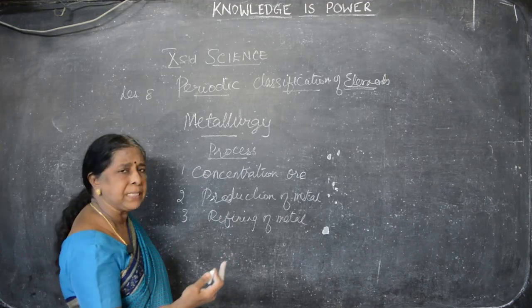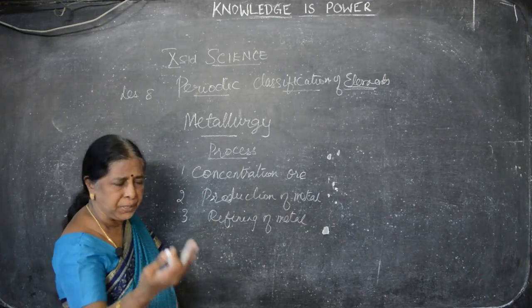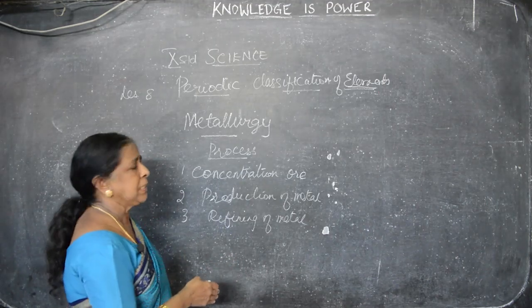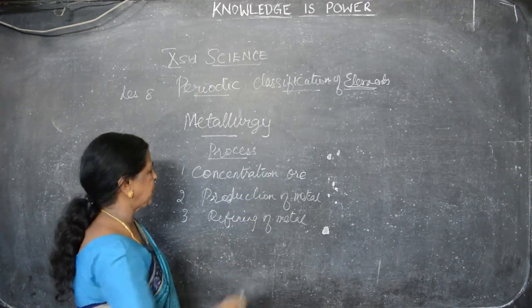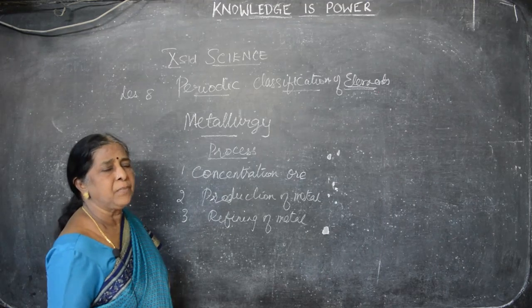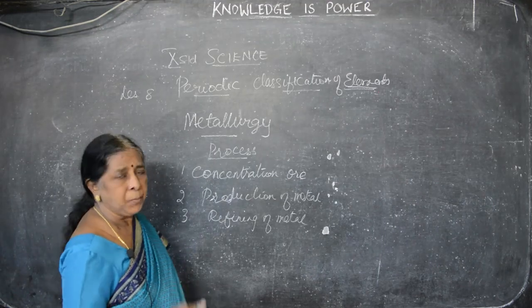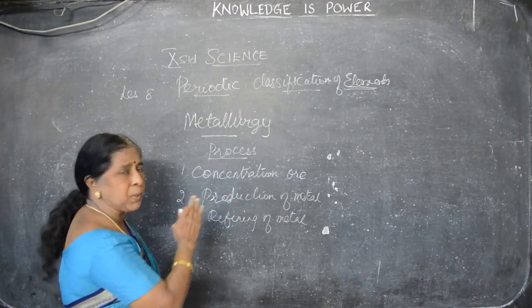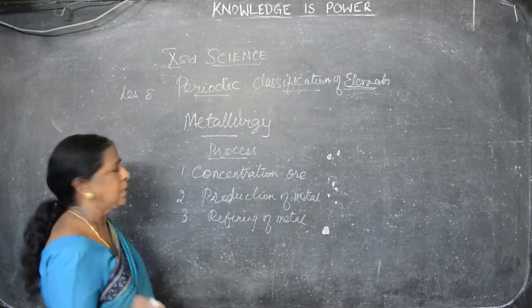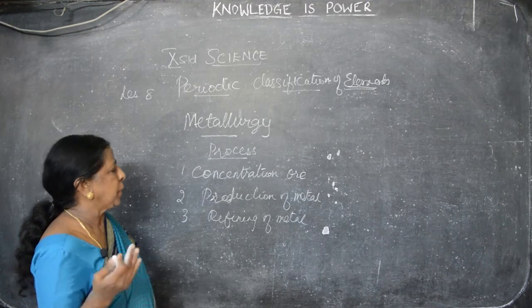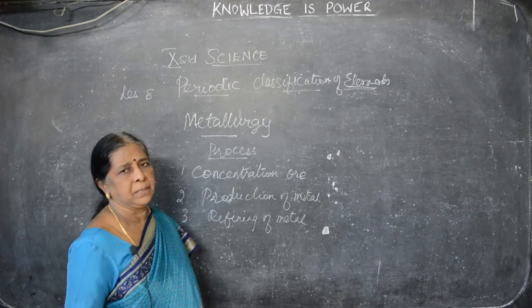So first, you have to take the concentration of ore. We have to take the ore and concentrate it. Then from the ore we have to separate the metal, that is production of metal. After getting the metal, we are refining it. Refining means what? Purifying the metals. The three processes involved in metallurgy. What are the processes involved in metallurgy? Concentration of ore, production of metal, refining of metal. Clear?